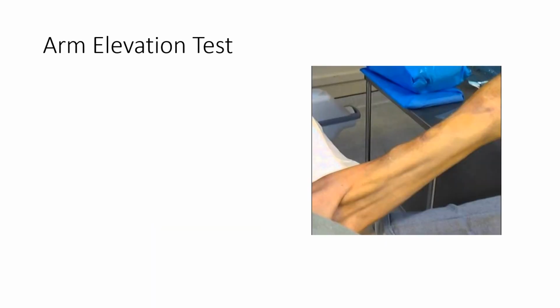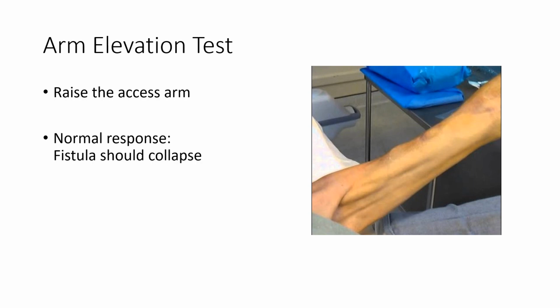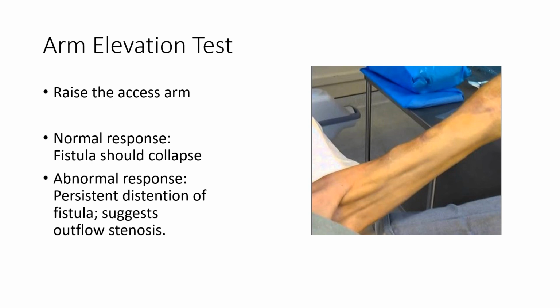For extra credit, you could perform something called an arm elevation test. This involves raising the access arm. A normal response, when you raise the fistula above the head, is that the fistula should collapse. If the fistula does not collapse, that is, if it remains distended, it suggests that there is something preventing the blood from leaving the arm, specifically an outflow stenosis. So if you look at this picture here, this arm is being raised and the fistula has collapsed.